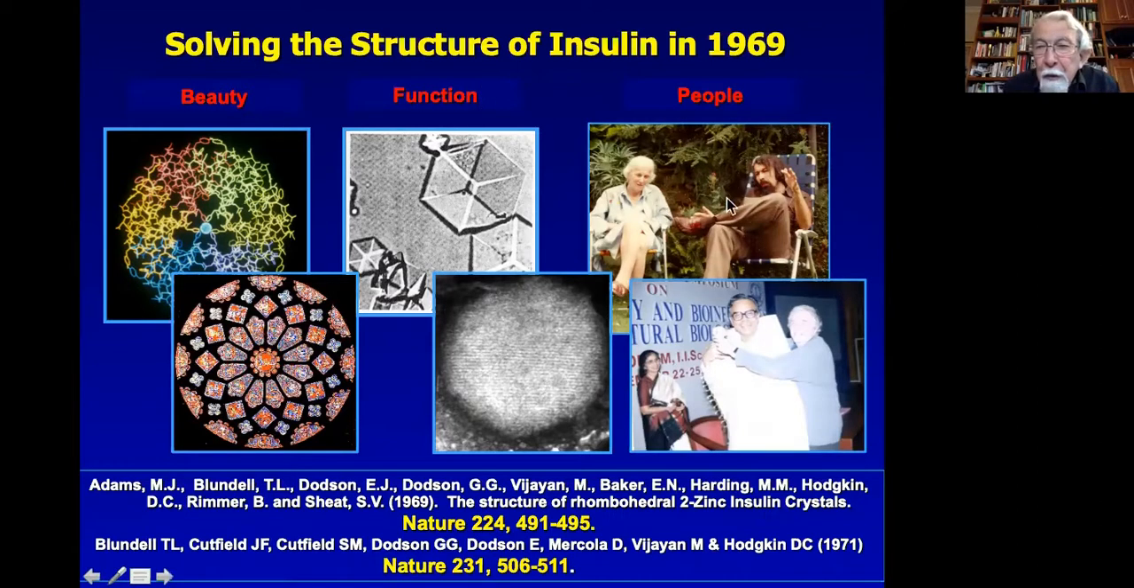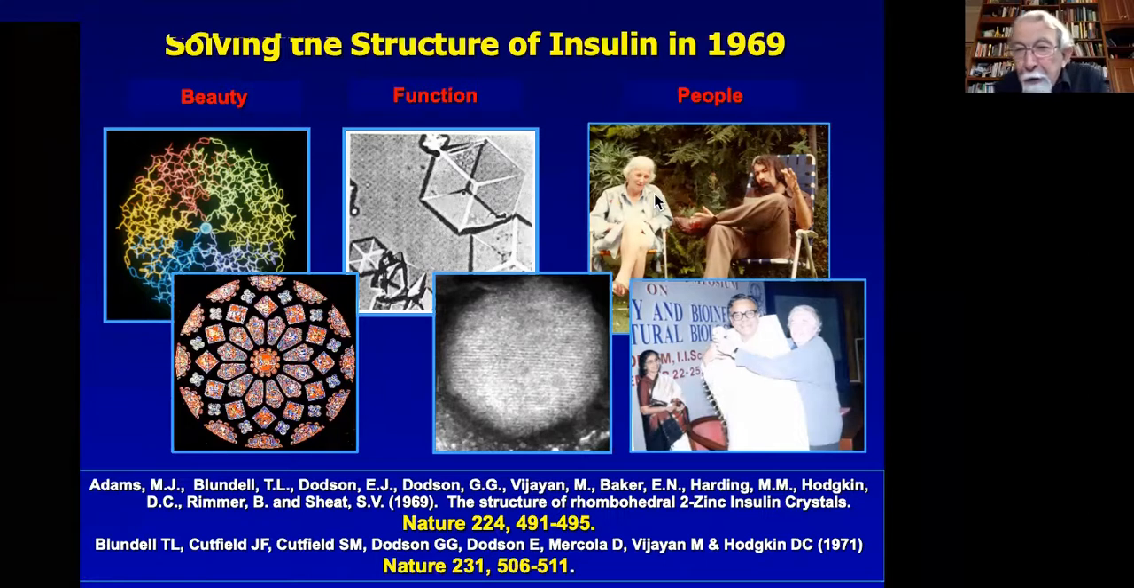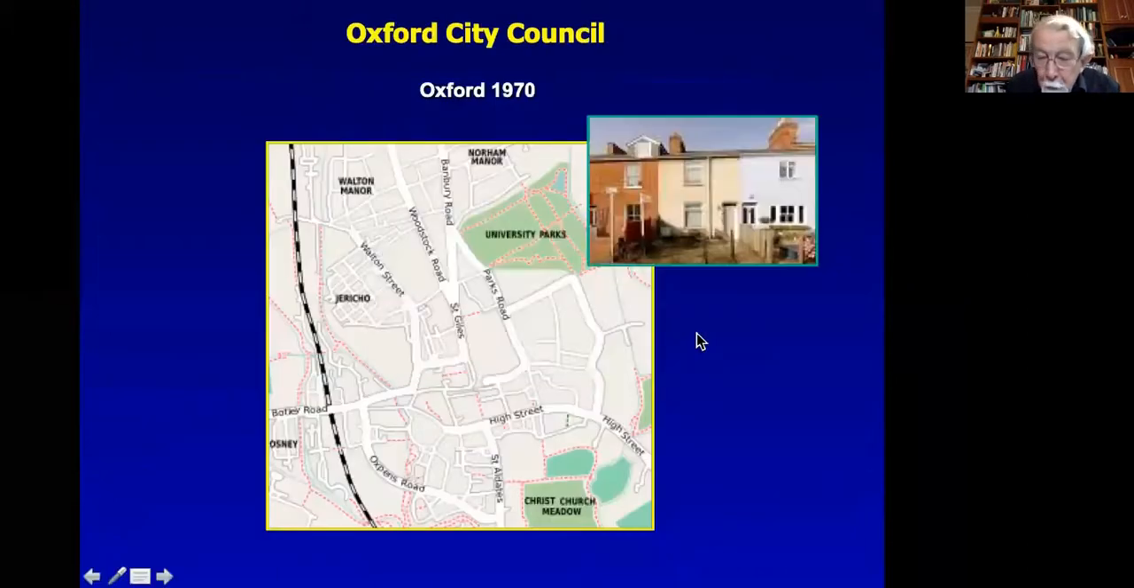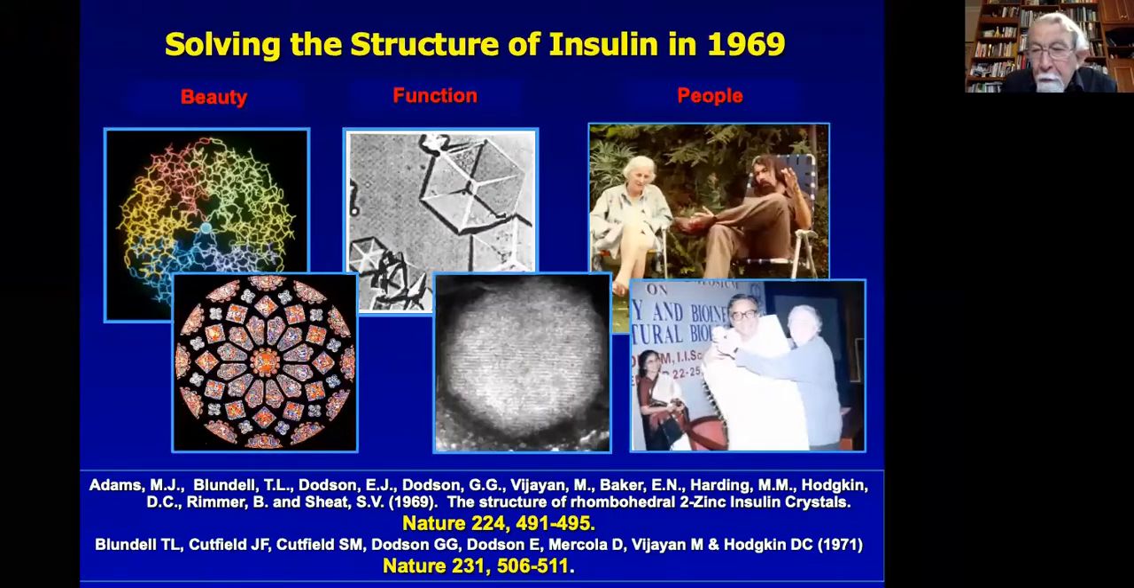You see myself sitting here with long hair and young at that time. And you see Dorothy Hodgkin, who'd been working on the project for 30 years, still looking beautiful, of course. And at the bottom here, you see the fun we had in the group. And there is Vijayan being dressed up by my colleague, Guy Dodson. So it was a very friendly environment that we solved the structure of insulin and celebrated and thought about the biology.